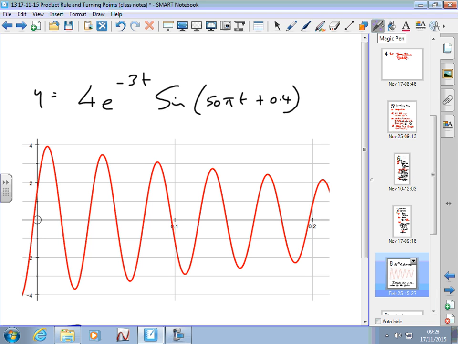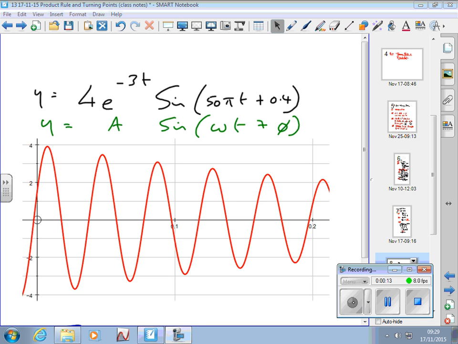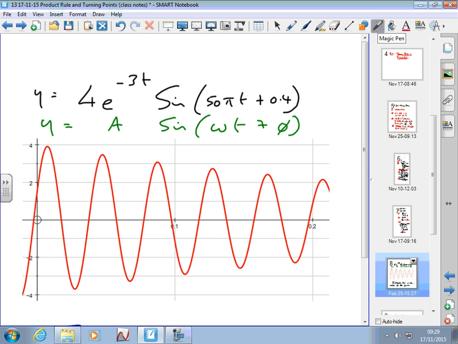Investigate this function. What I want to do is find the turning points in this function. So you might want to make a note of the function. Let's just investigate this function for a second before we start thinking about finding the turning points associated with it. Compare the function with the wave function that we've looked at before.